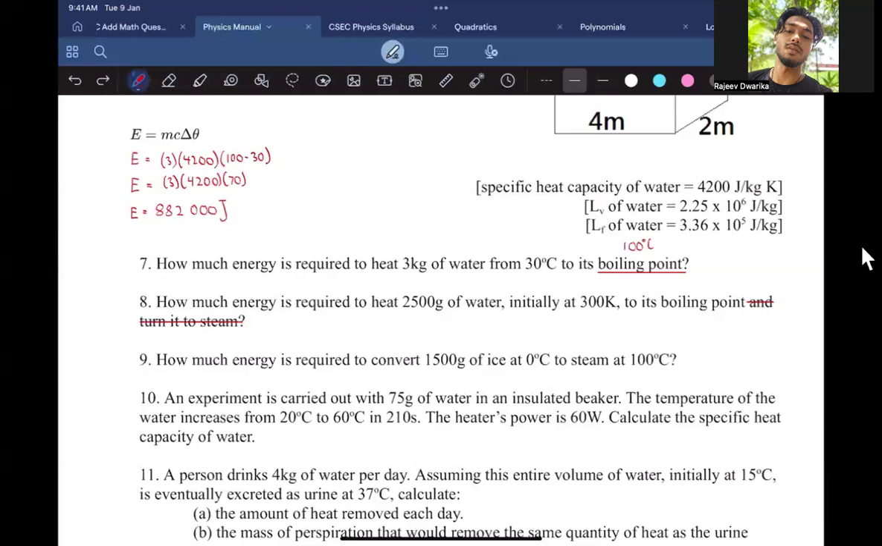Nicholas, I see a mistake. You need the delta theta part. That's what I see as a mistake. Let me explain something. It doesn't matter if it's Celsius or Kelvin, but the two units must be the same. So in the first question, I decided to work with Celsius. So I had 30 and I had 100, both in Celsius. In question 8, they gave us the initial in 300 Kelvin, so we had to work with Kelvin.